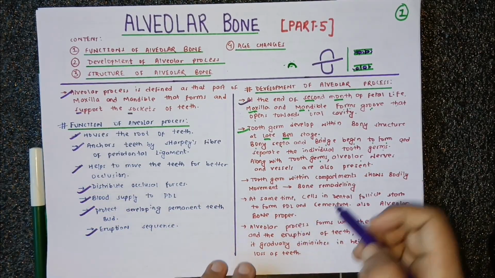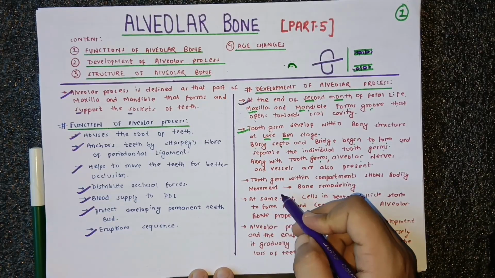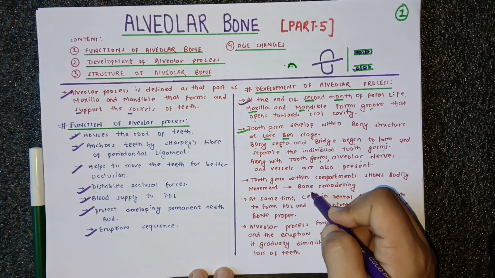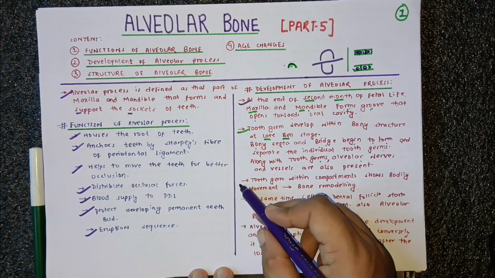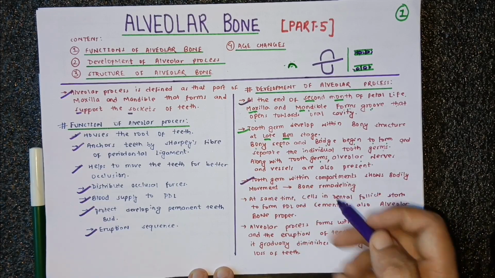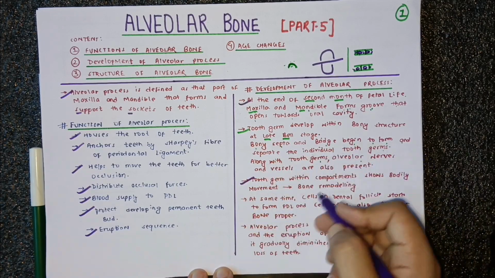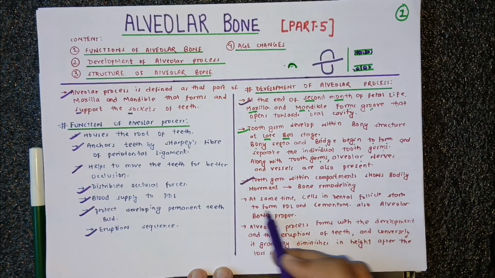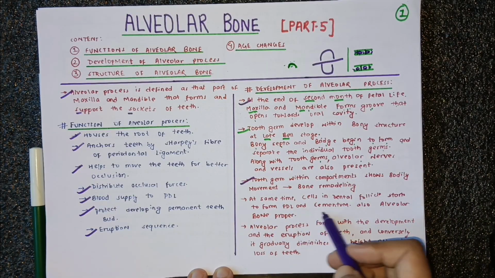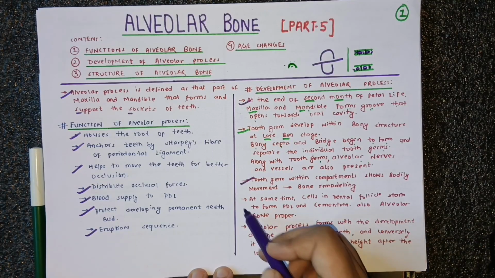After that, the tooth germ within a compartment shows bodily movements, and that is causing the bone remodeling, okay. At the same time, cells in the dental follicle start to form the periodontal ligament and the cementum, and also the alveolar bone proper, okay.